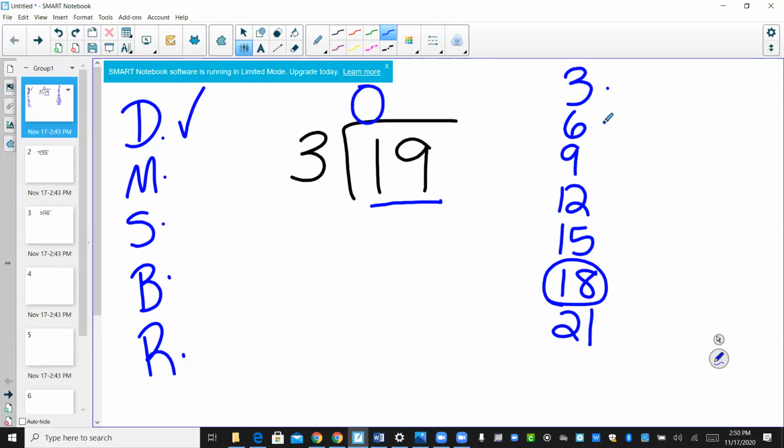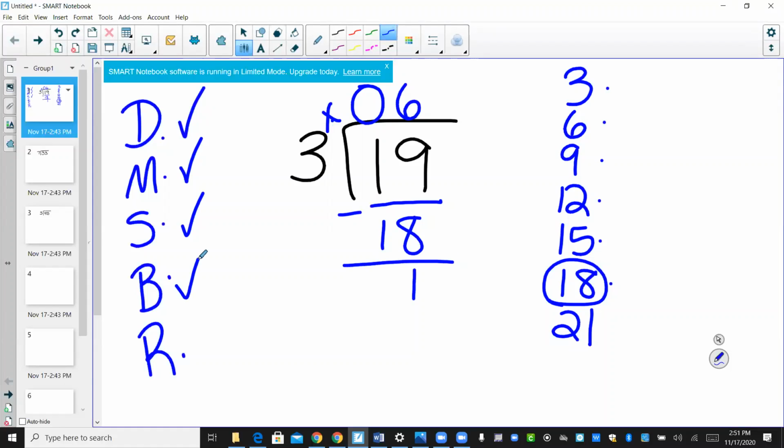And that's 1, 2, 3, 4, 5, 6 groups of 3. So we're going to record our 6 for how many groups of 3 we created when we divided. We're going to multiply. Well, those 6 groups of 3 were equal to 18 when we multiply. Then we're going to subtract. 19 minus 18 is equal to 1.